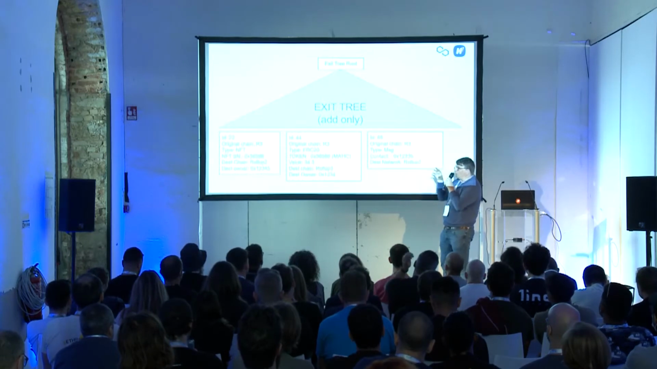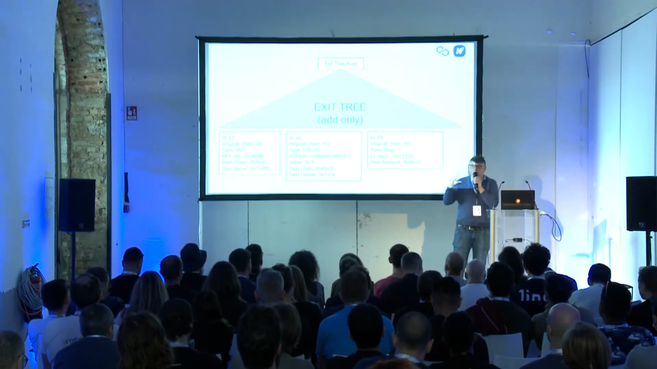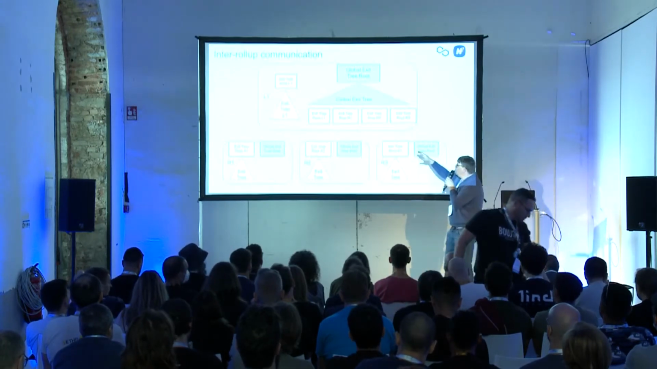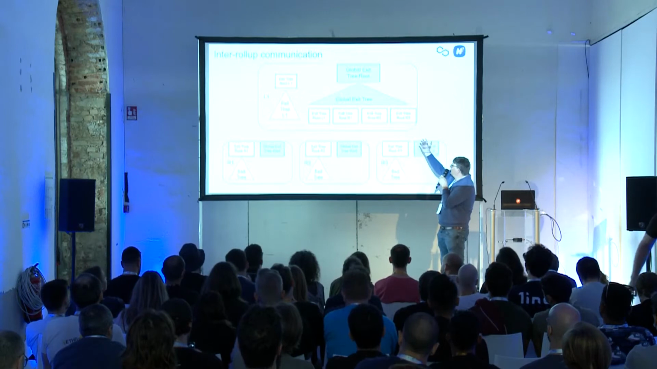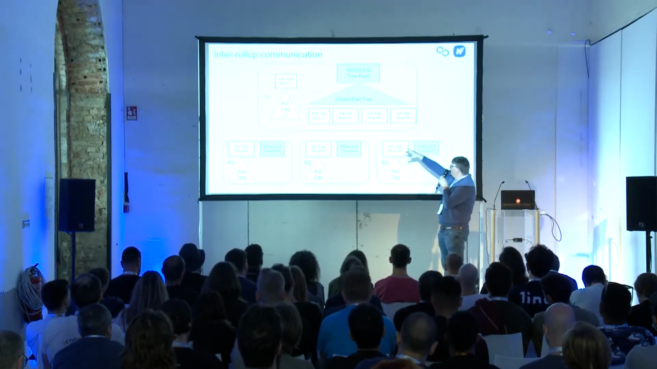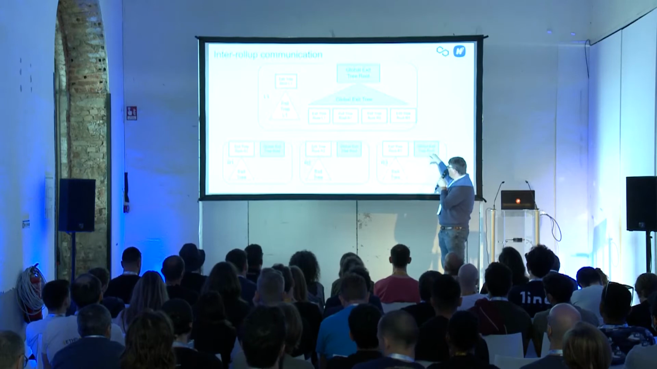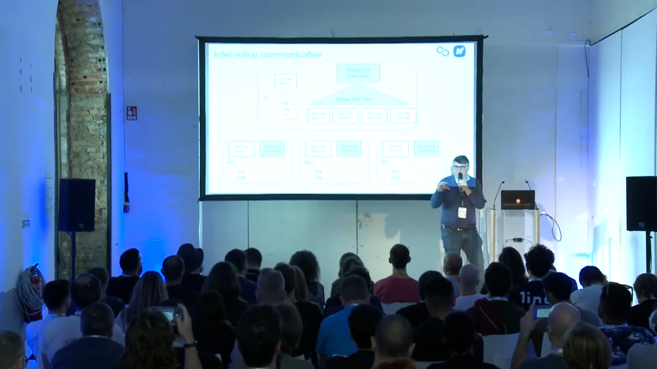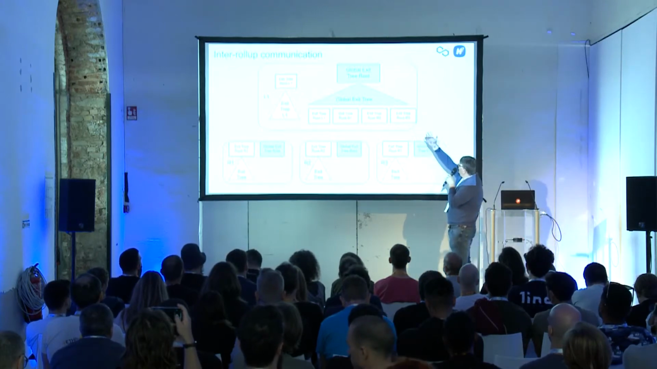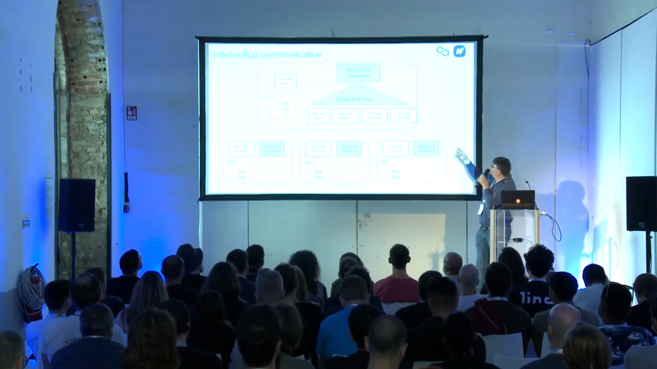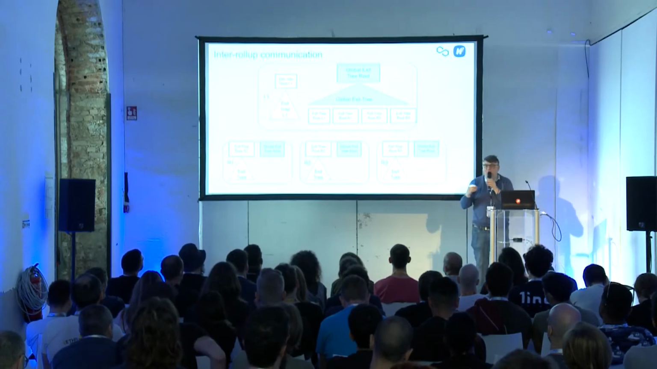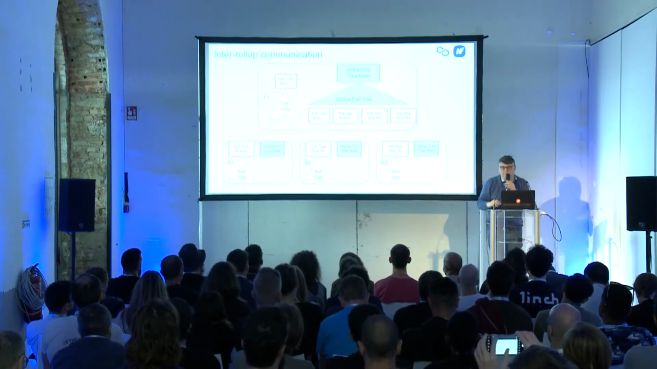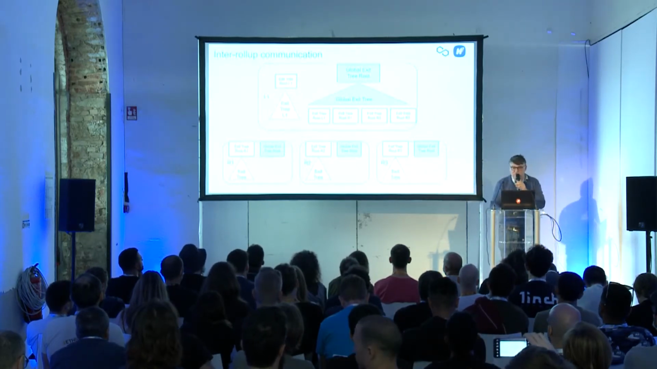Okay, so each rollup or the mainnet has one of those trees, and in the mainnet we are building what we call a global exit tree. It's a tree that includes the trees of all the rollups, and even the tree of the main network. So with a single global exit tree root, we can have all the exits that have happened in all the networks, layer one and layer two. Okay, so this is the structure that we are building.